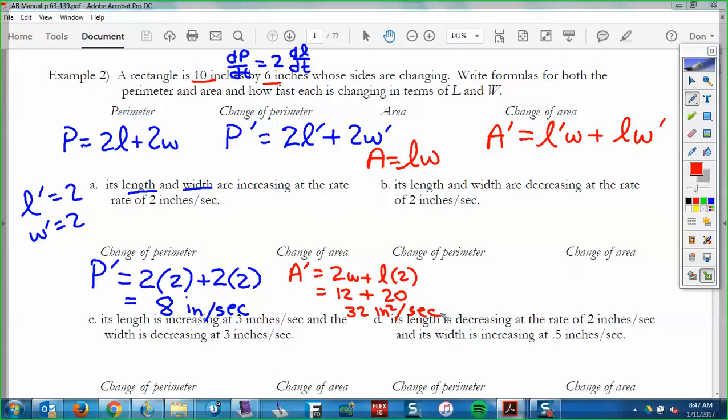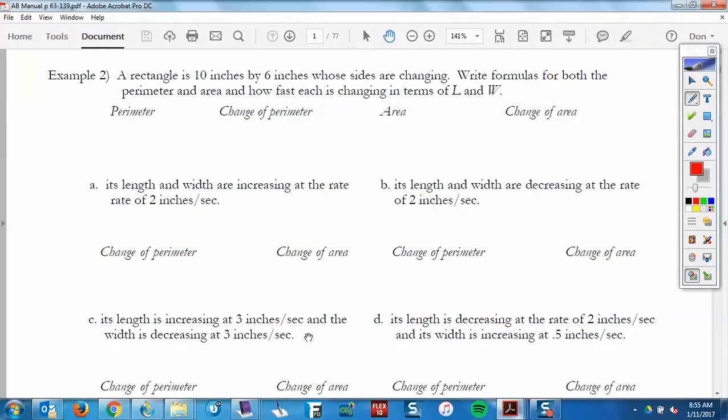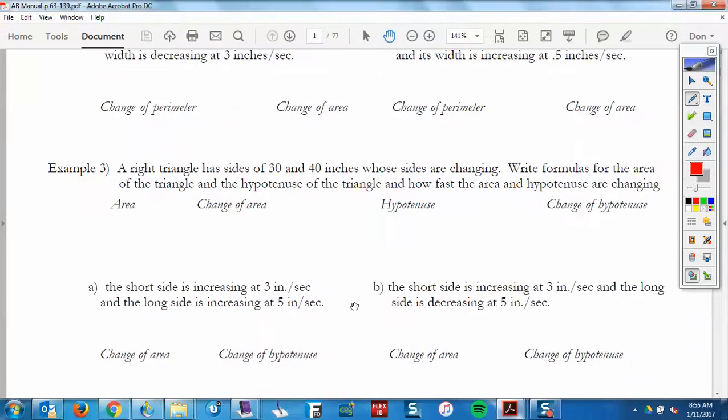Now we got to know why that's square inches per second, because the 2's here were inches per second, and then the length and width are inches. So we got inches per second times inches, so that's square inches per second, okay? But as long as your formulas are right, the units will come out. So you just know it's area, so it's got to be square inches per second, okay? Now, what's the difference over here if we say it's decreasing at a rate? Then L prime is negative 2, and W prime is negative 2. So we got to make sure we read those words correctly and we see that negative that's in there. Okay? All right. So that's what the problems are going to look like. That's how you're going to find these rates.